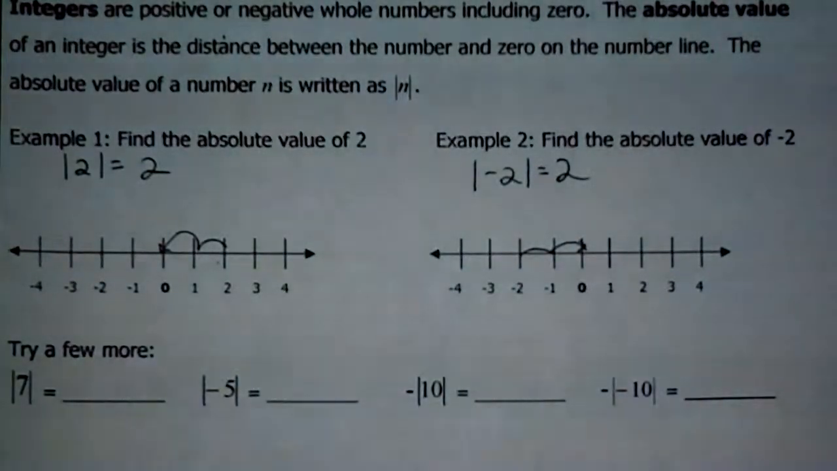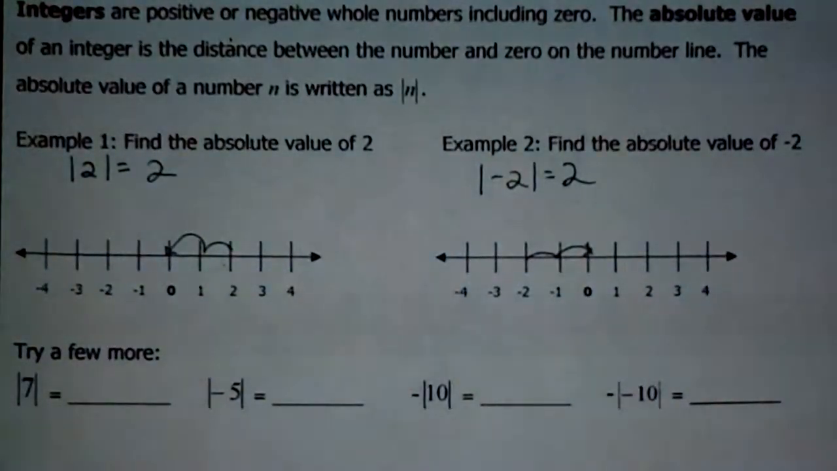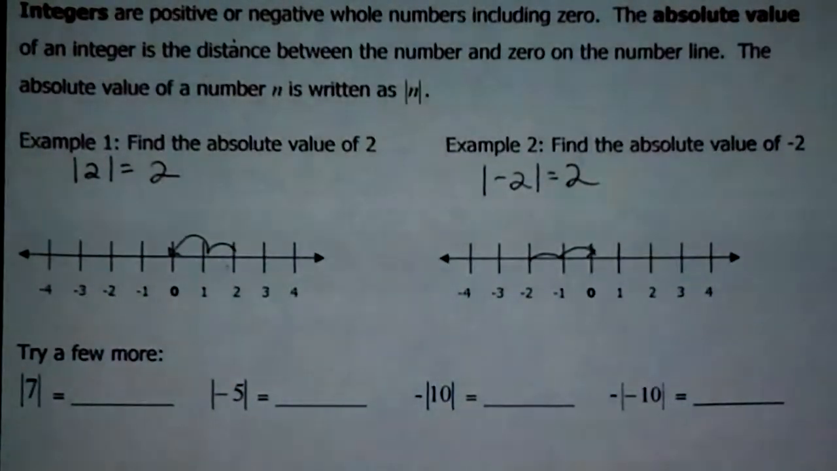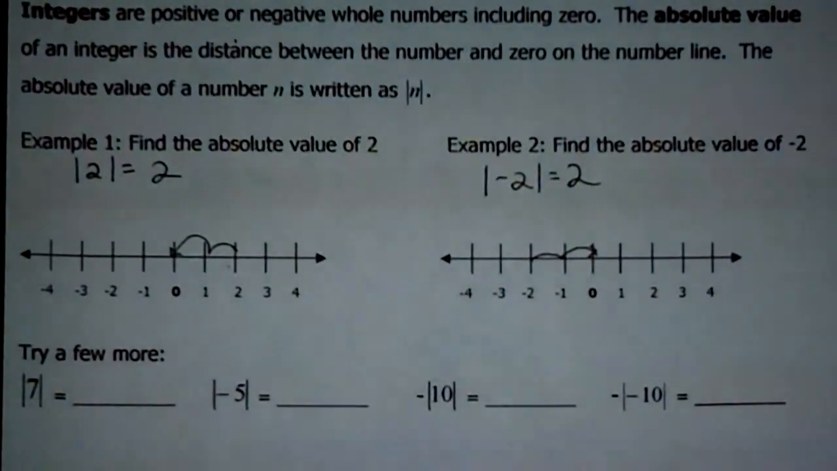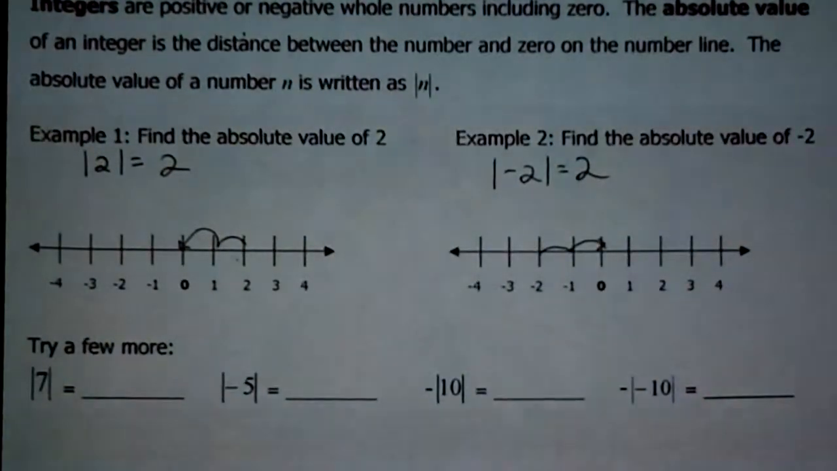Basically, the absolute value of a number written inside these brackets is always going to be positive because distances are always positive. I mean, think about that. If one of you lives a mile west of Jefferson Middle School and another one of you lives a mile east of Jefferson Middle School, would you say that one of you lives a negative mile away? No, that's craziness. You would say we both live a mile away. So same thing with absolute value. The absolute value of 2 and negative 2 both are 2 because they're both 2 away.